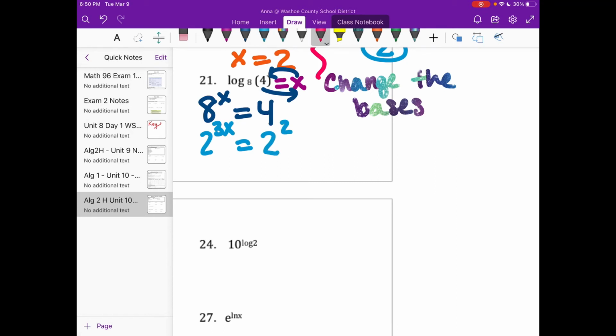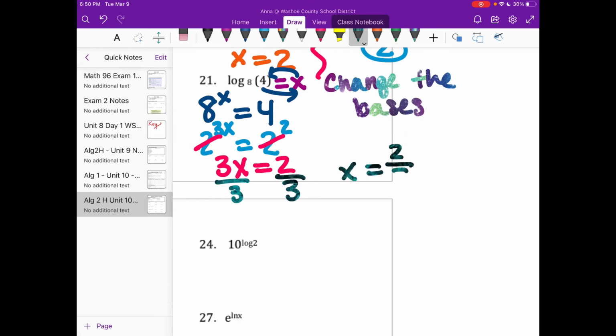Okay. So same bases, right? We can go ahead and cancel those, and we can set those equal to each other. So 3x equals 2. Go ahead and divide by 3. So our missing number would be 2 over 3. And that's a little hard to get to on your own, which is why that change of base is really nice.